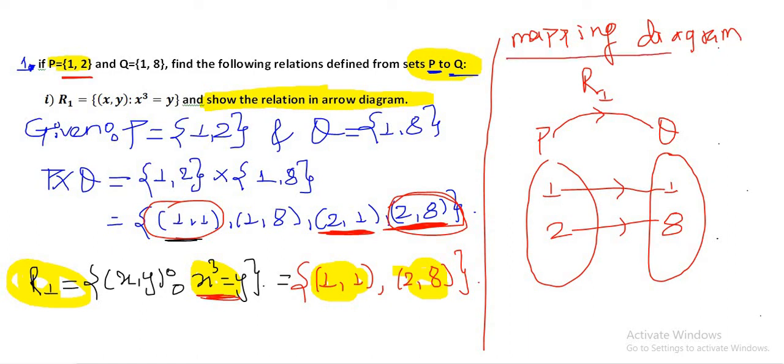We have shown the mapping of relation R1 in a mapping diagram, which is also called an arrow diagram. So in this way we can solve these questions.